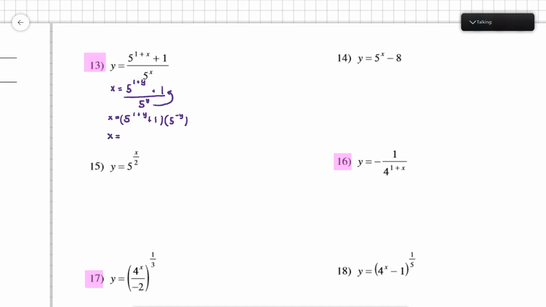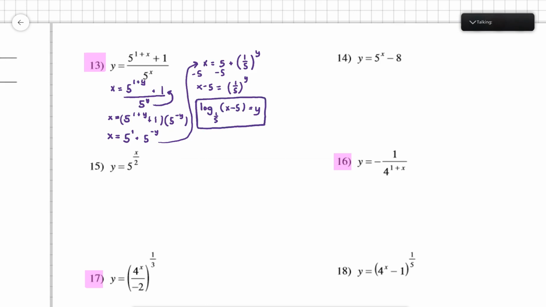I'm going to distribute that 5 to the negative y, which gives me 5 to the 1 plus 5 to the negative y. Then, 5 plus, we're going to take that negative power, flip the 5, keep it to the y power, and subtract that 5. x minus 5 equals 1/5 to the y power. Convert: log base 1/5 of x minus 5 is equal to y.